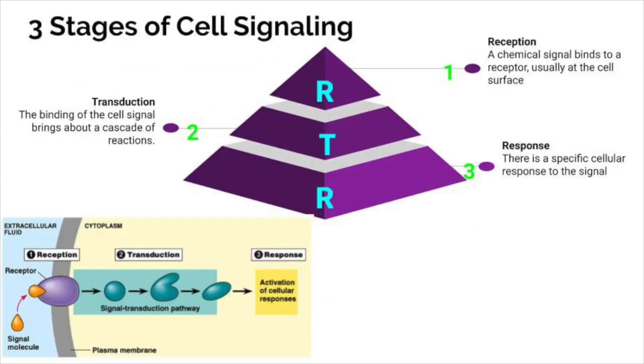In all forms of cell communication, there are three stages of cell signaling involved in the cell signaling pathway. Number 1, reception. Number 2, transduction. And number 3, response. In reception, a chemical signal binds to a receptor, usually at the cell surface. Number 2, transduction, is when the binding of the cell signal brings about a cascade of reactions. Number 3, response, is when a specific cellular response occurs based on the signal that was received in step number 1.